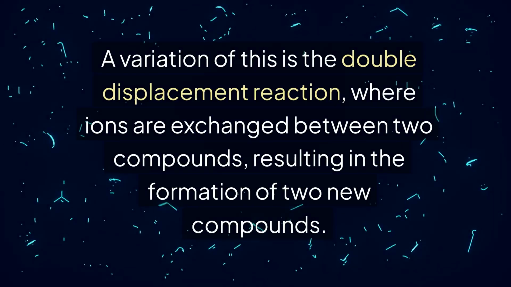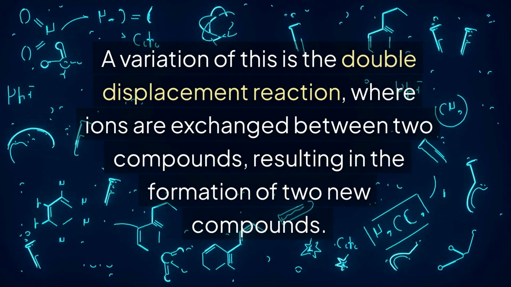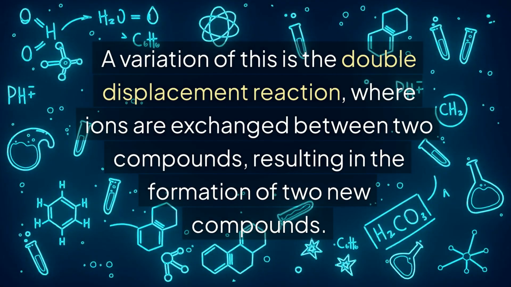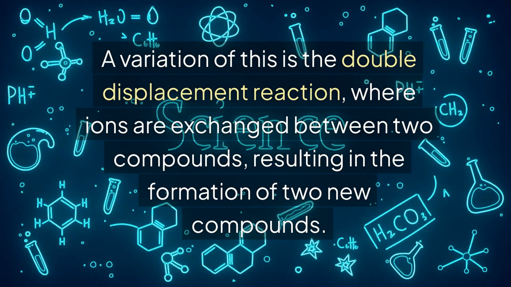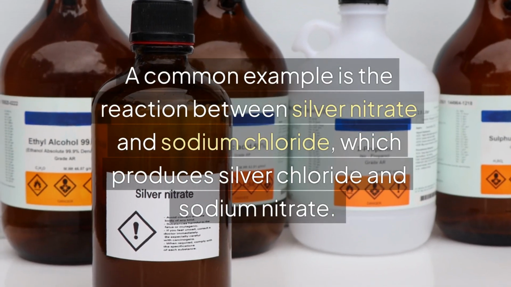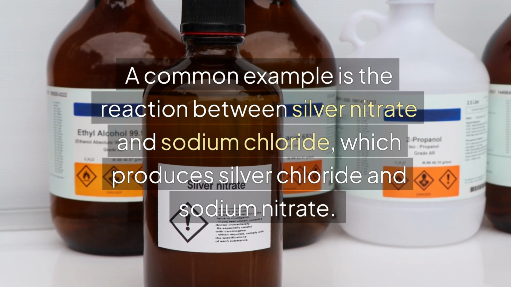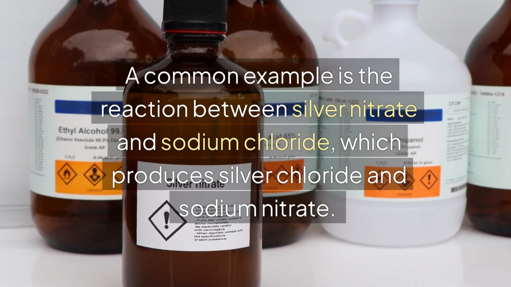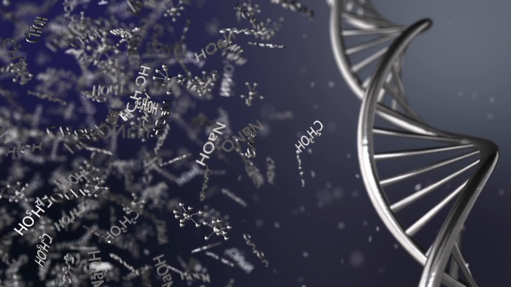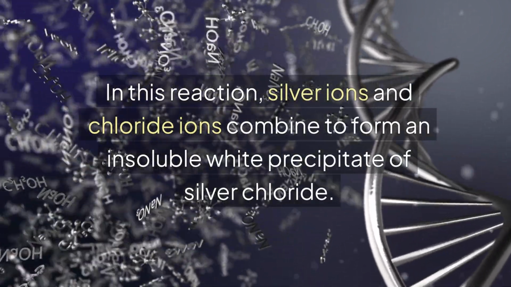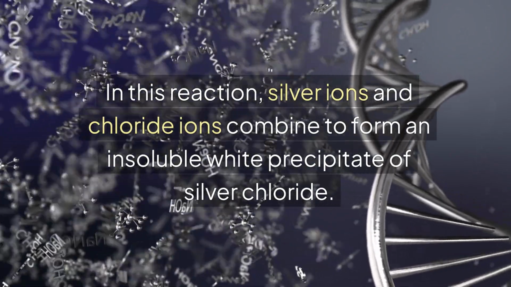A variation of this is the double displacement reaction, where ions are exchanged between two compounds, resulting in the formation of two new compounds. A common example is the reaction between silver nitrate and sodium chloride, which produces silver chloride and sodium nitrate. In this reaction, silver ions and chloride ions combine to form an insoluble white precipitate of silver chloride.